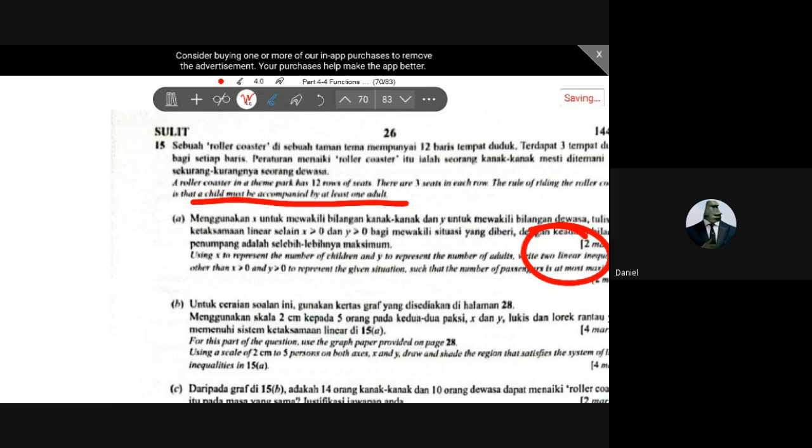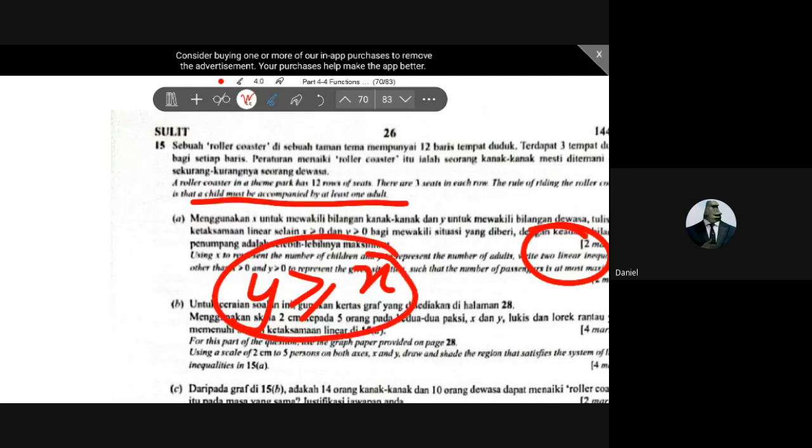Y is more than or equal to X. Wait, let me think. Yes, correct. Very good, Steven. First try, so correct already. Perfect. Y is lebih besar atau sama dengan X. That is your second linear inequality. Ketaksamaan linear yang kedua kamu adalah yang ni.